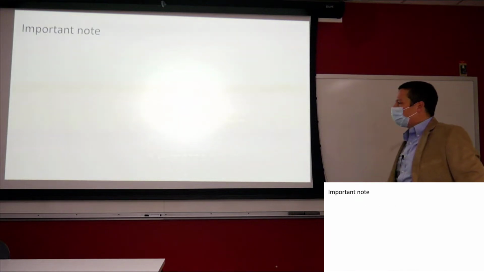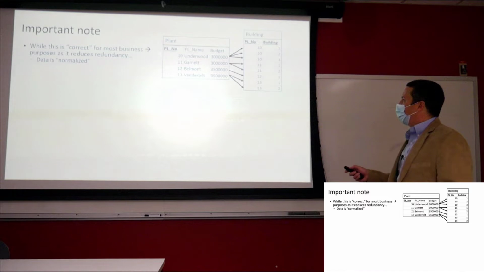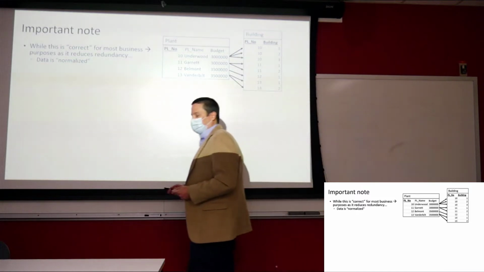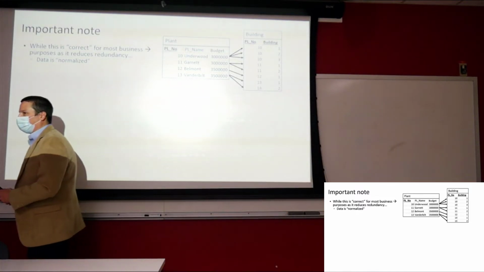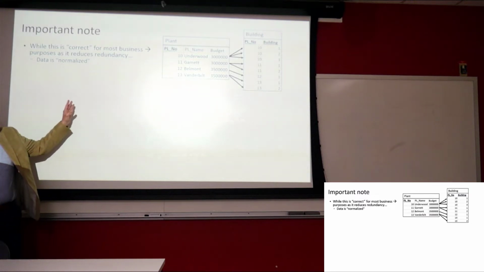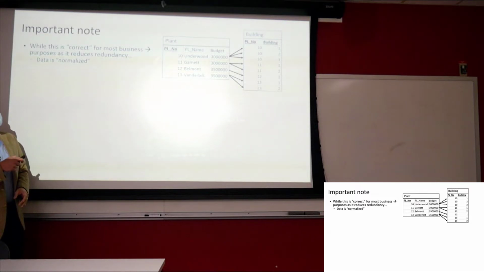Now, I said this is a little bit more complex, but it eliminates the issues of data redundancies. And this is going to be correct for the majority of transactional databases, right? If you are creating a database to be actively used by your business, 9 times out of 10, 95 times out of 100, this is what you're going to want to do. This is called a normalized database, okay?